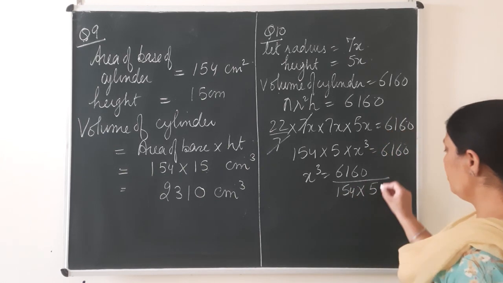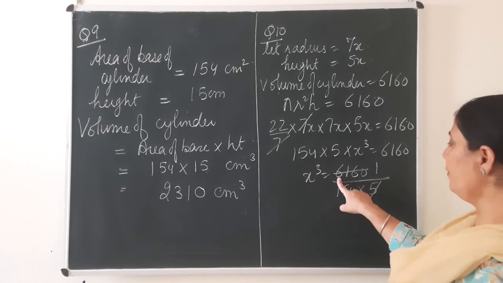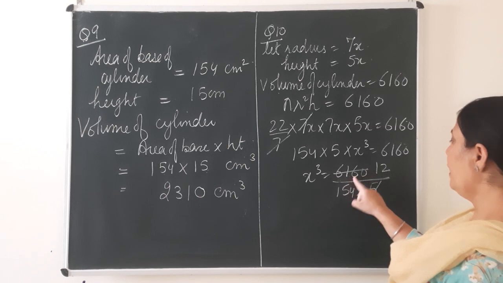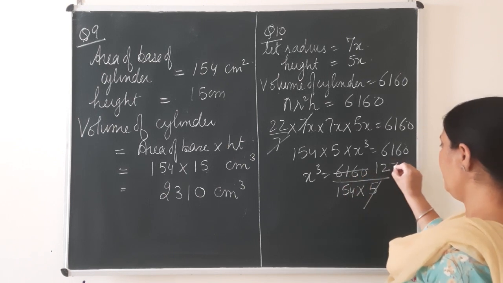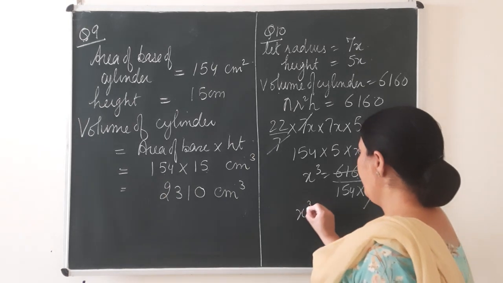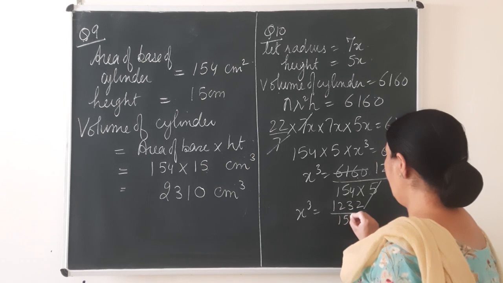Now let's do the cutting of this. On the table of 5, 5 ones are 5, 5 twos are 10, right? And then we have again 5 threes are 15, right? And 5 twos are 10. So again see what is left? X cube is 1232 divided by 154.